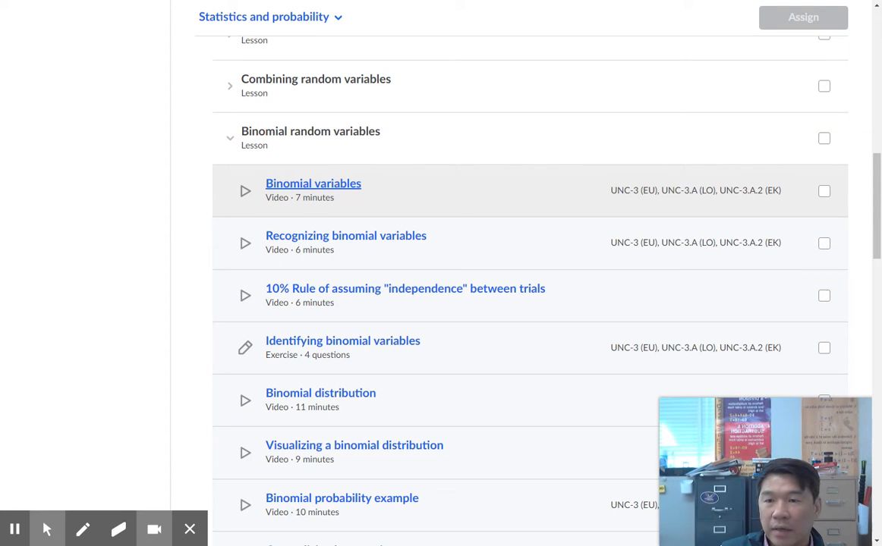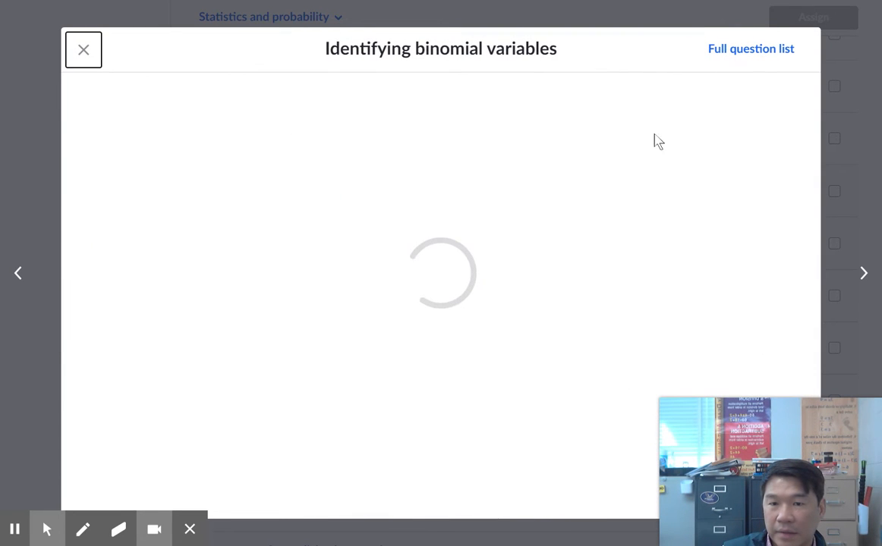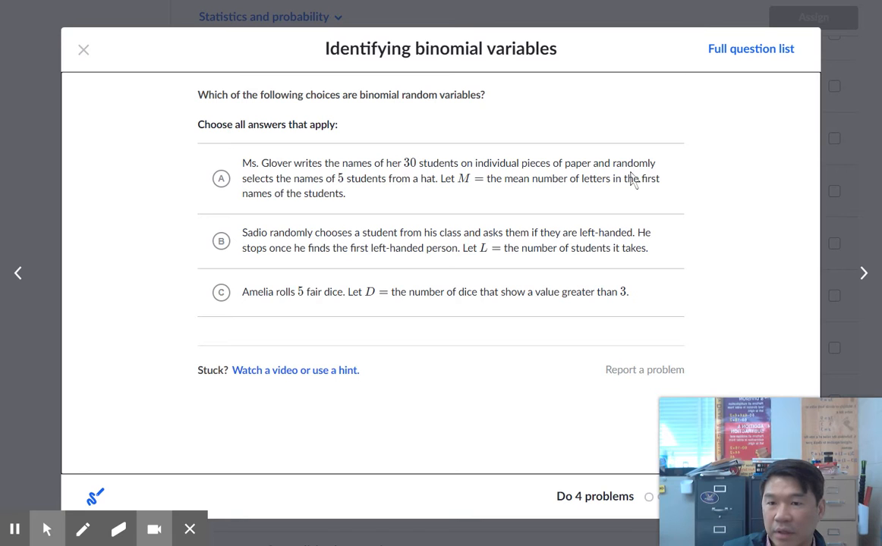Hello, class. So today we are going to do an exercise in the binomial random variables lesson, and this lesson is on identifying binomial variables. Right, and so let's get started.